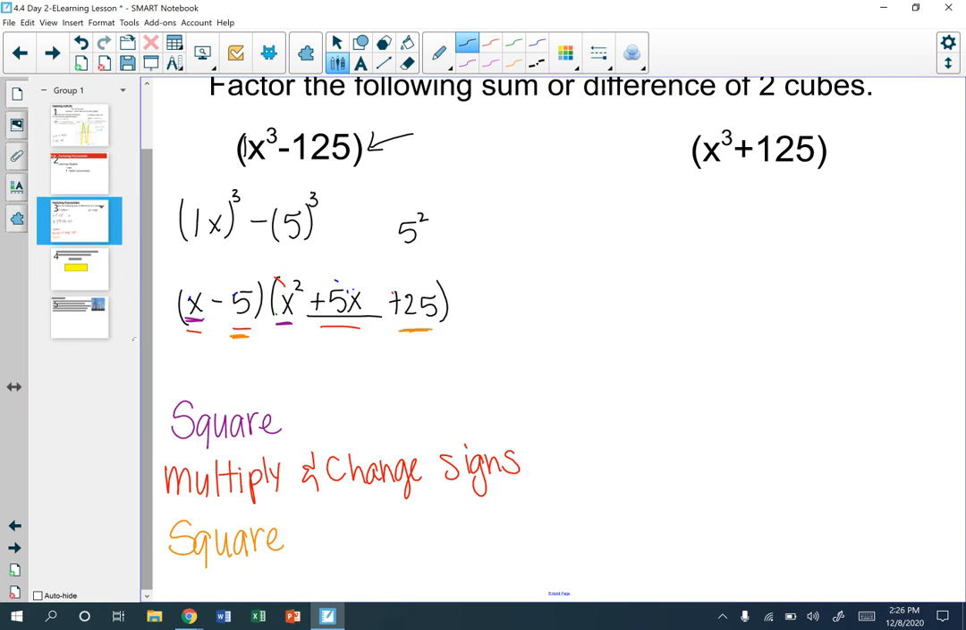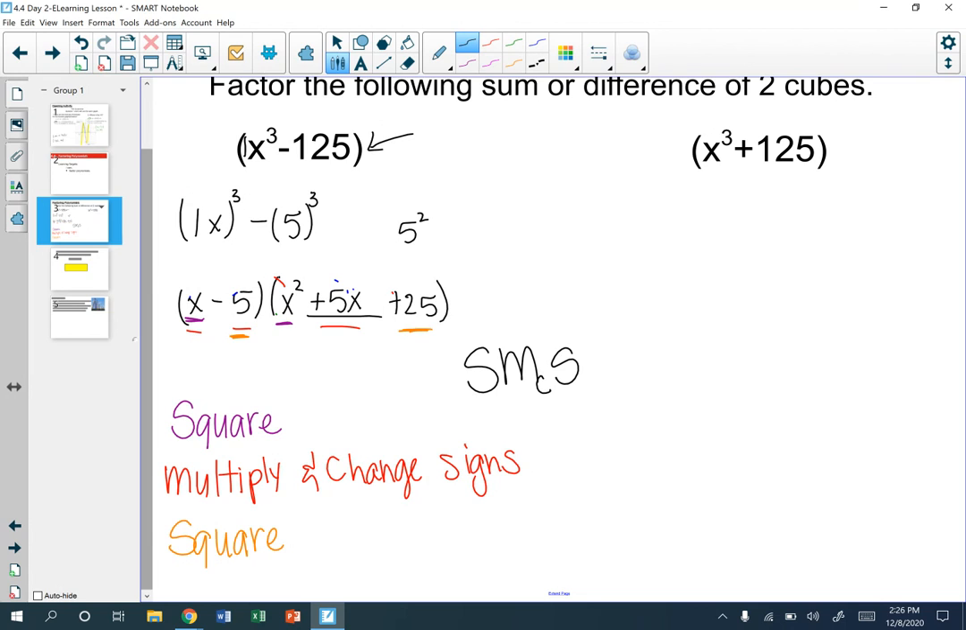So how I remember this: s, square; multiply, and then I do a little c to change that sign; and then square. So again, to get x squared, I squared x. X squared is x squared. To get the 5x, I multiplied x times -5 to get -5x, and then I changed the sign, so positive 5x, and then I square that -5 to get positive 25.